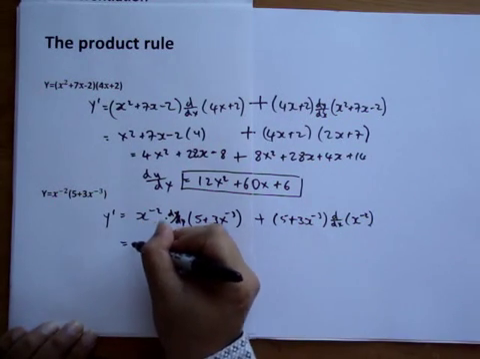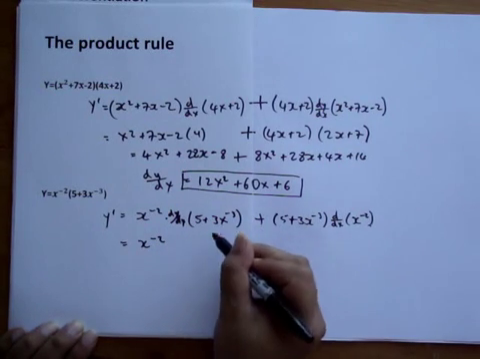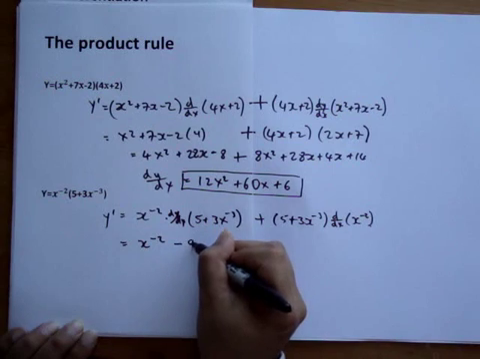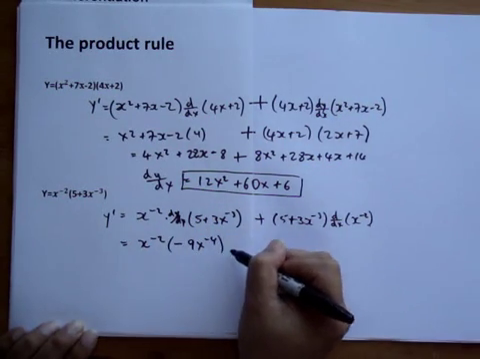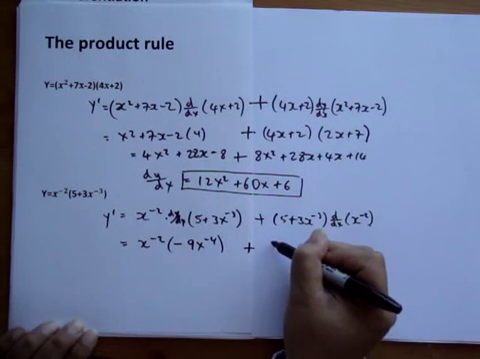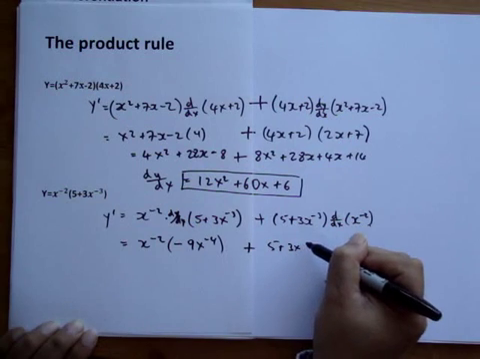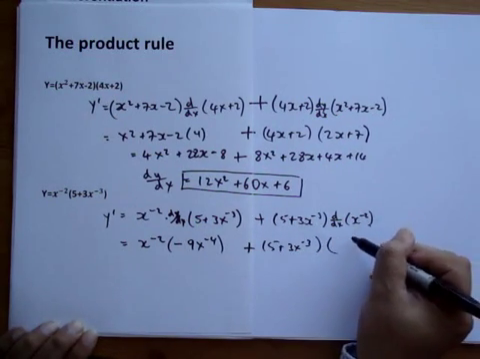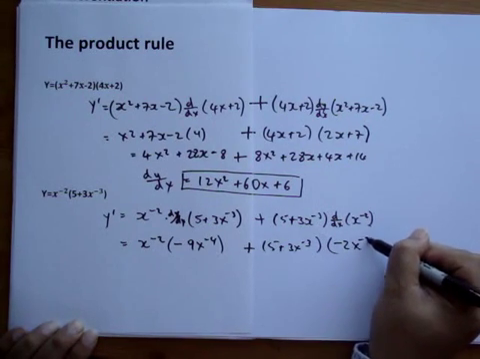This then becomes x to the minus 2. When we do the derivative of this term, we get minus 9x to the minus 4, plus, leave the first term alone, and the derivative of x to the minus 2, bring the minus 2 down, x to the minus 2 minus 1 becomes minus 3.